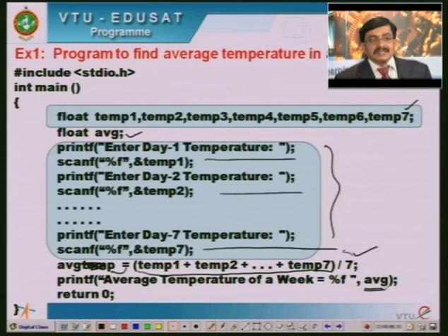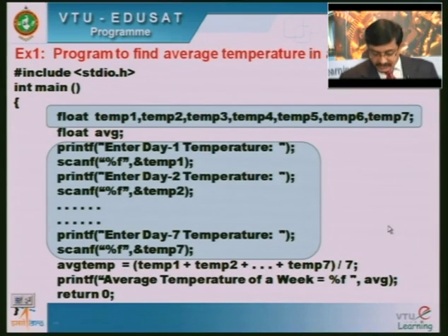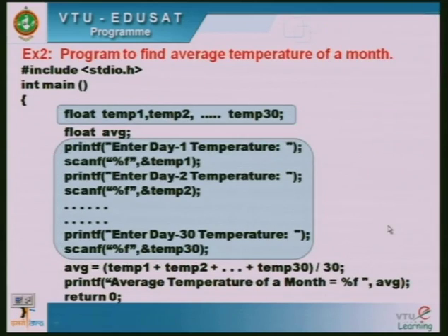Now let us look at another program, to find the average temperature of a month. It is similar to the previous program. The only change we can notice here is, in a week when computing the average temperature, we were using only 7 declarations, and then 7 printf and 7 scanf statements, and in taking the sum of all these values, we were taking the 7 independent values temp1, temp2 up to temp7.